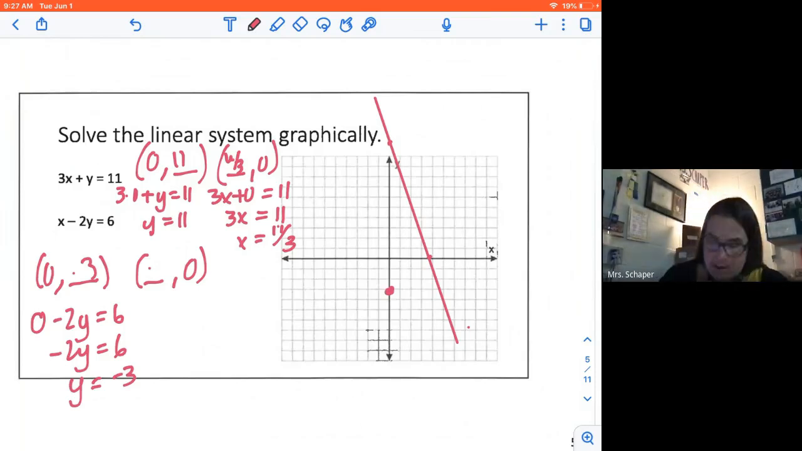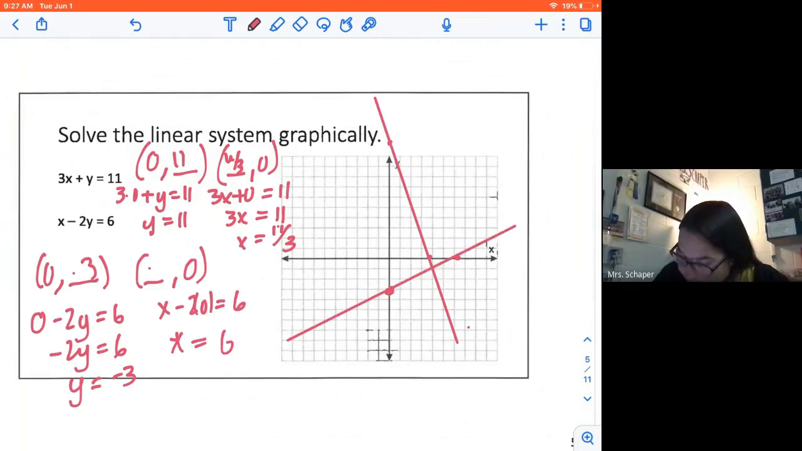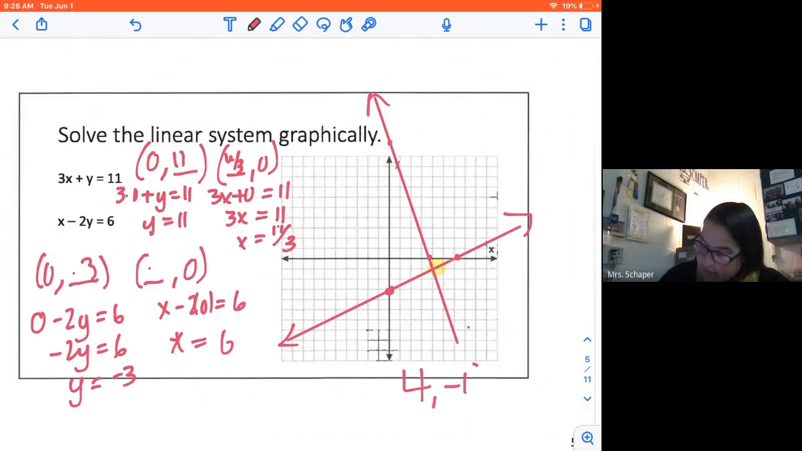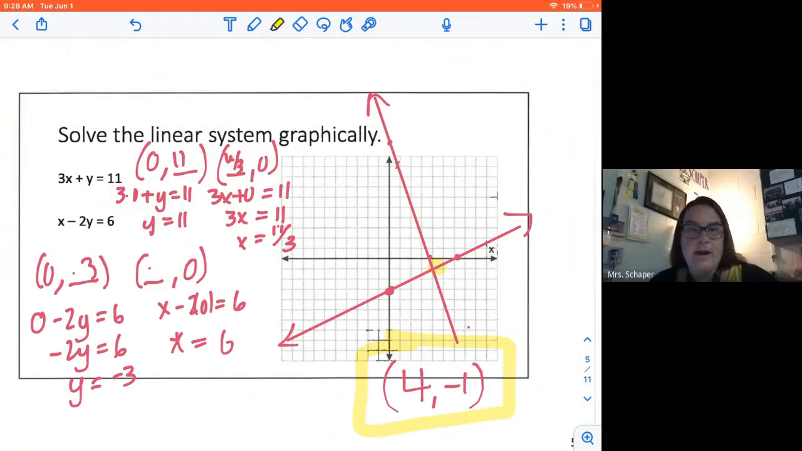And then if I have x minus 2y equals 6, so y is 0. Let's put 0 in there. So x equals 6. 1, 2, 3, 4, 5, 6. And I'm going to draw my line through here. All right, so I have my two lines drawn. The intersection point is right there, and that's 4, negative 1. So the answer is 4, negative 1.